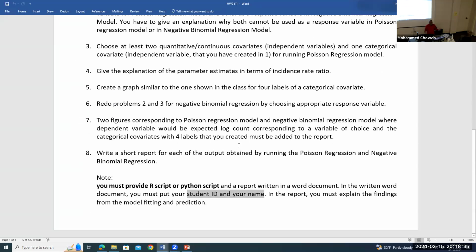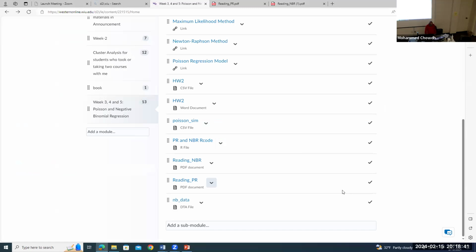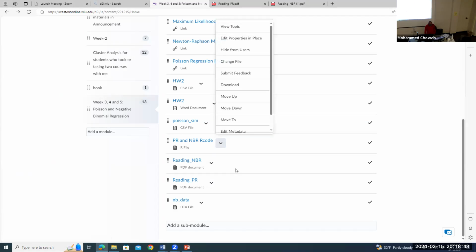Very easy work, okay? And I have provided you R code, but if you do it in Python, I will be really happy, because I have given you something, but you did it by yourself. This is the R code. This R code is run on these Poisson simulations and on this data. These data are used for running Poisson regression predictive modeling and negative binomial regression predictive modeling.